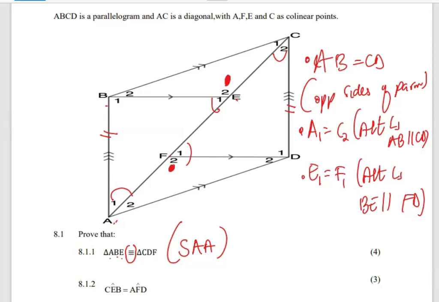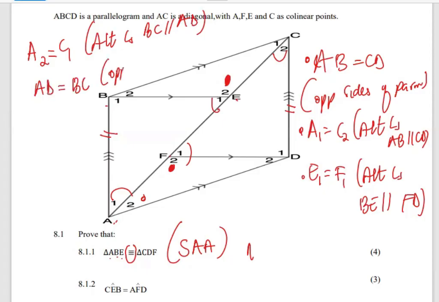Okay, so what we do, we know that A2, let me put it here. A2 is going to be the same as C1 because of the alternate angles. Alternate angles, BC is parallel to AD. Besides that, we know that AD is the same as BC. Those are the opposite sides of a parallelogram. So this one must be the same as that. And then what else do we need to know?